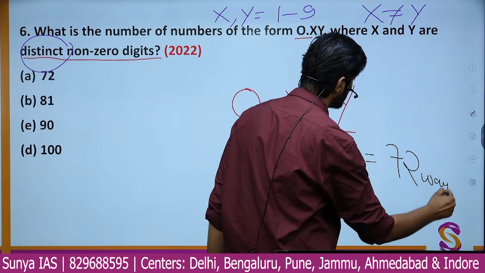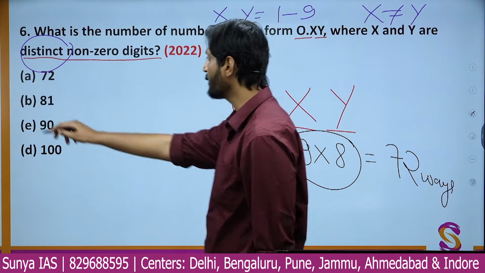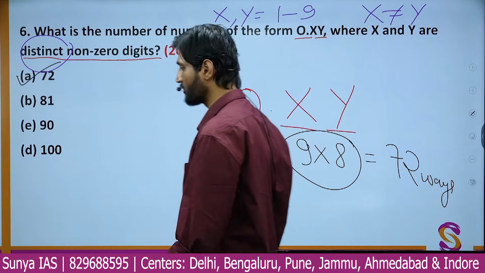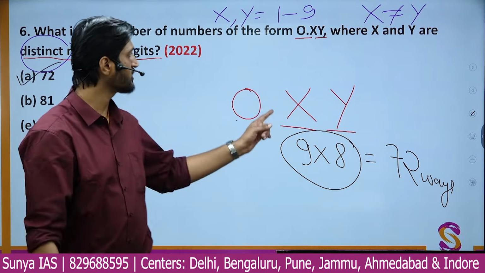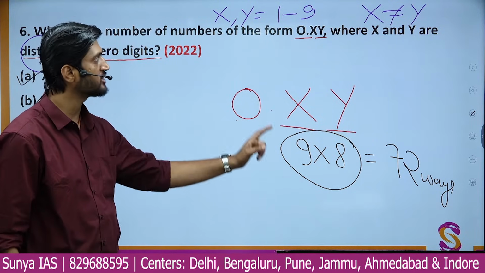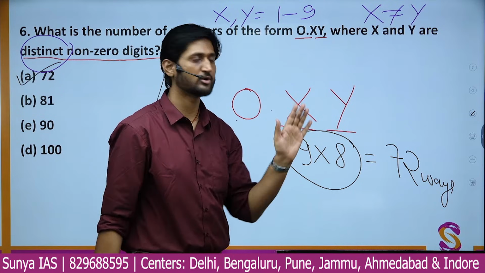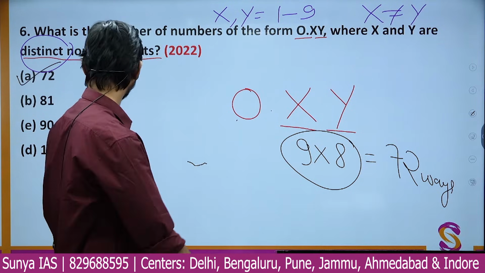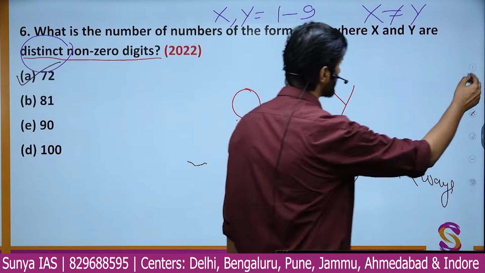So overall 72 such numbers are possible in the form of 0.xy, where both x and y are non-zero digits and they are distinct, that is, not equal to each other. So overall 72 ways is the answer. Moving on to the next question now.